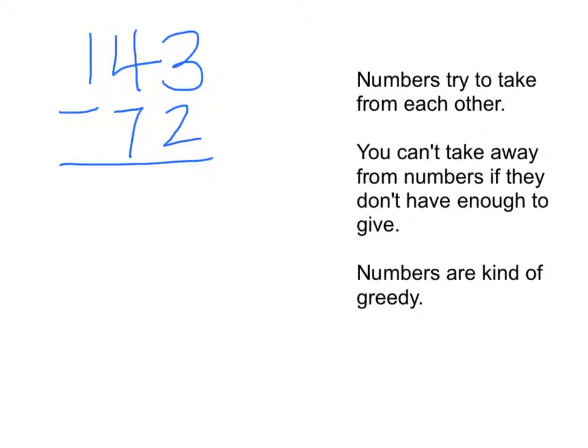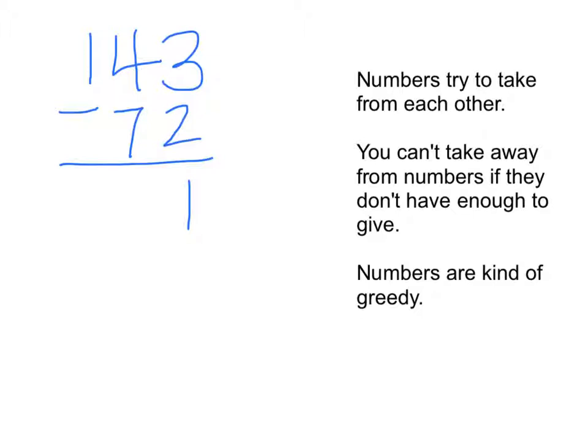So you start out by starting in the ones column, and the 2 asks to take away from the 3. So the 2 says, "Can I have 2?" So the 3 takes away 2, so 3 minus 2 is 1. Then we move over to the tens column.